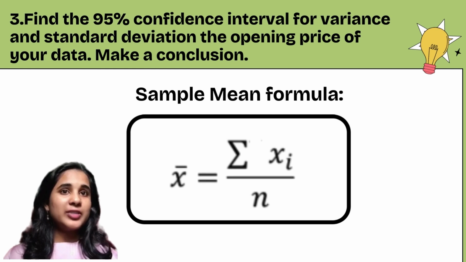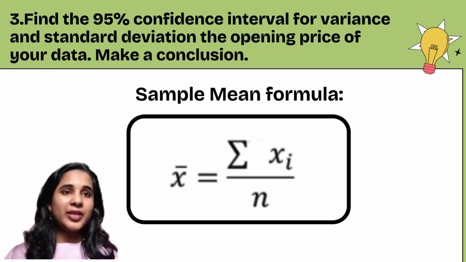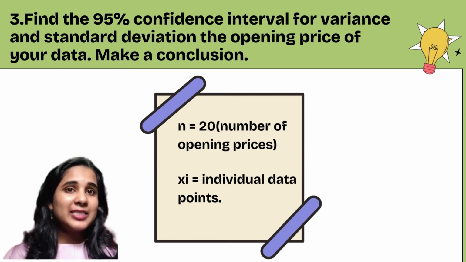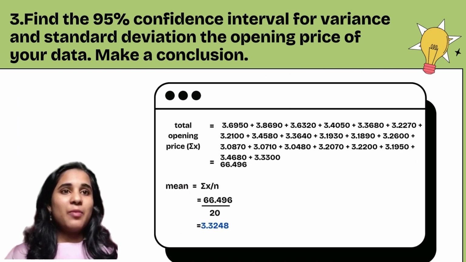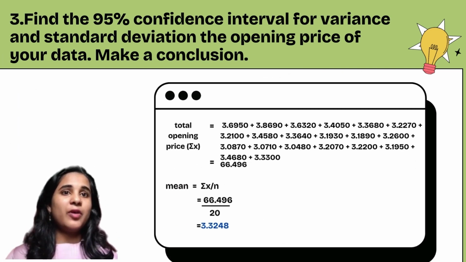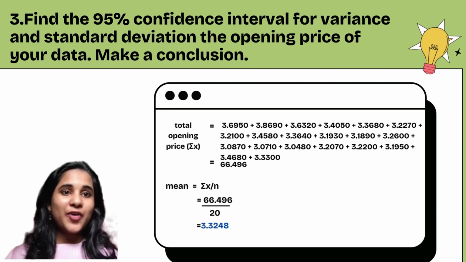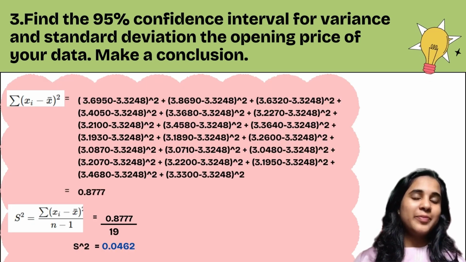We use the formula for the sample mean, which is the sum of the individual data points divided by the number of opening prices, whereby n is equal to 20 and the xi are the individual data points. So the sum of individual data points divided by the number of opening prices, we will get 3.324. Step 2, we will compute the sample variance by using the formula of sample variance. First, we calculate the deviations for each data point, then square each deviation.